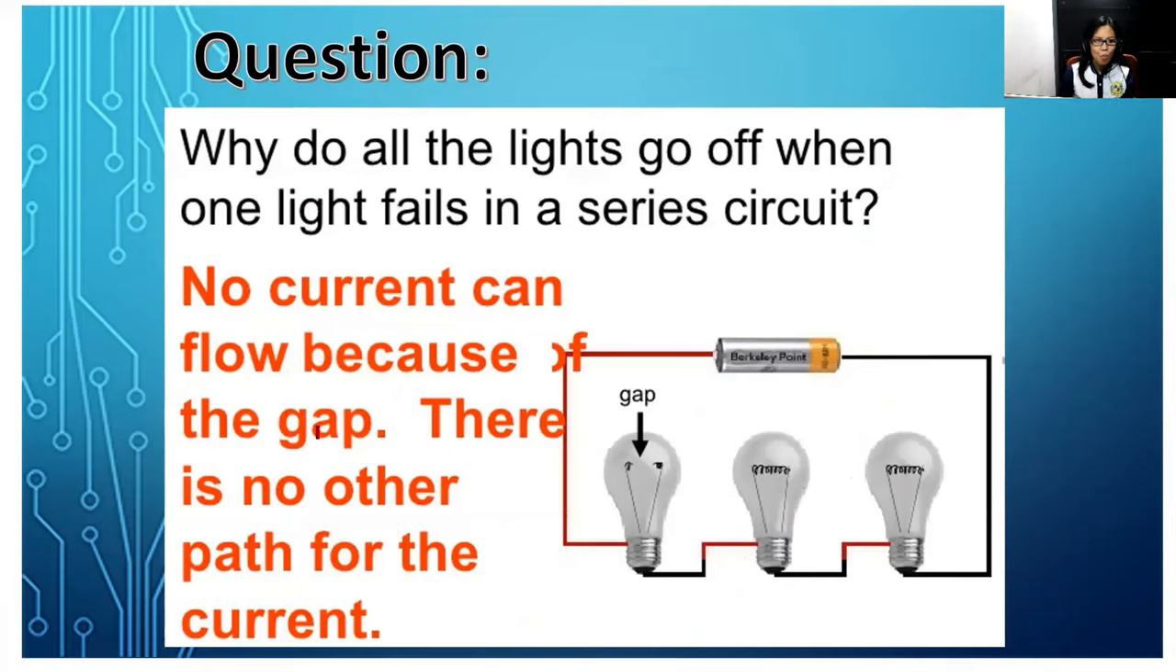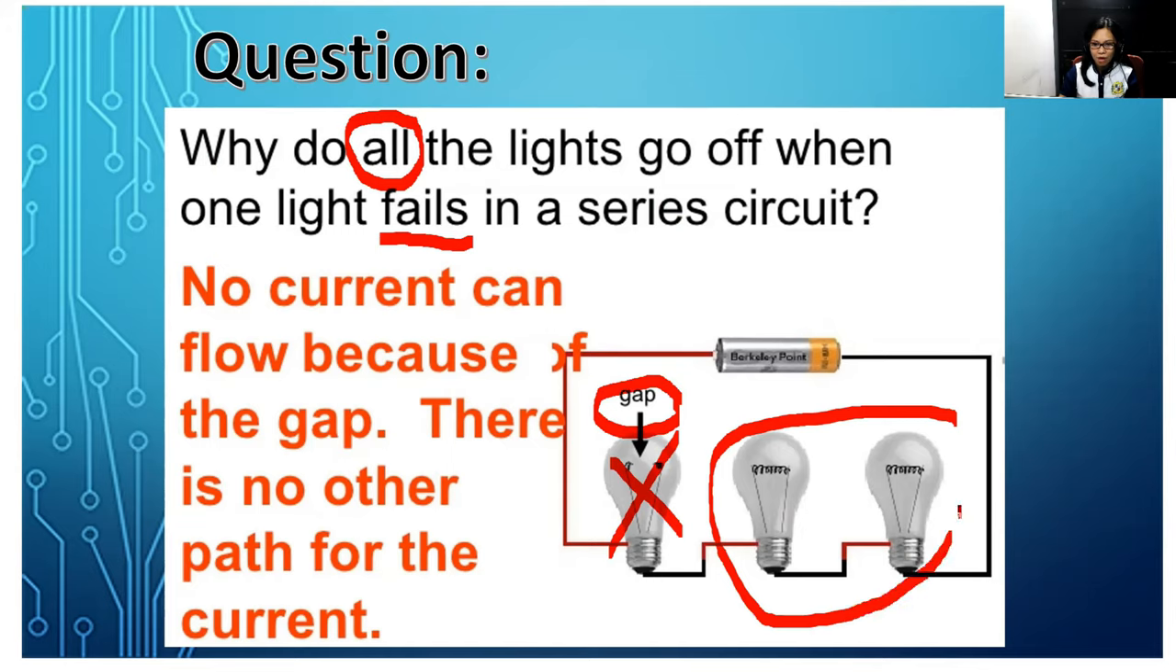Question number one: why do all the lights go off when one light fails? Fails means broken, not working. So you see here, there is a gap, so it has no light. This is a series circuit. If the light of this bulb goes off, why do these two bulbs also go off and not light up? If this bulb does not light up, why do the other bulbs also not light up?